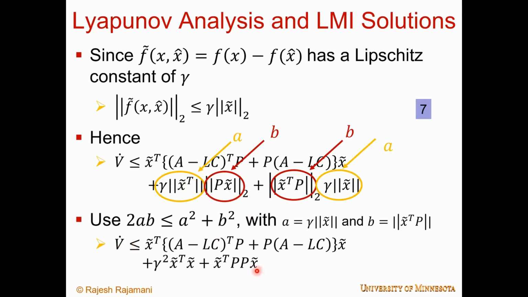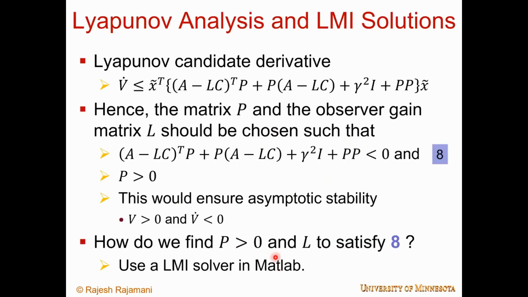V dot is now all quadratic terms. So you have A minus LC transpose P plus P A minus LC, and then another quadratic term in x tilde with gamma squared I, and one more quadratic term in x tilde with P times P. And so your Lyapunov candidate derivative is V dot less than or equal to this quadratic term with this matrix here: A minus LC transpose P plus P A minus LC plus gamma squared I plus PP.